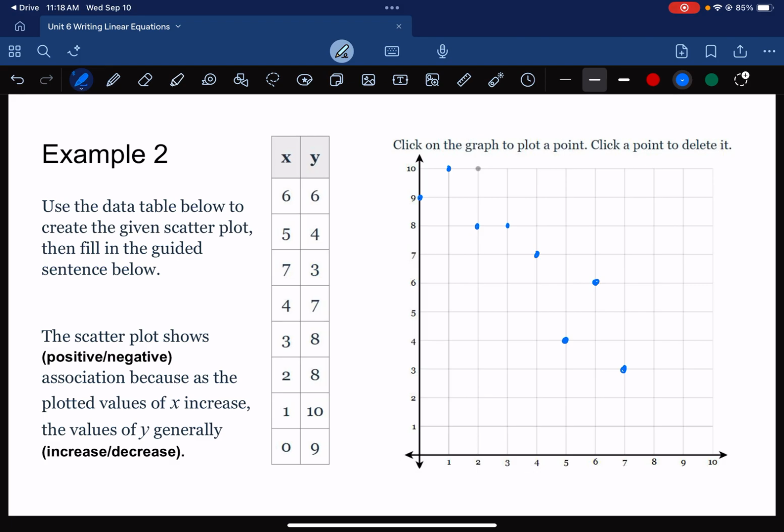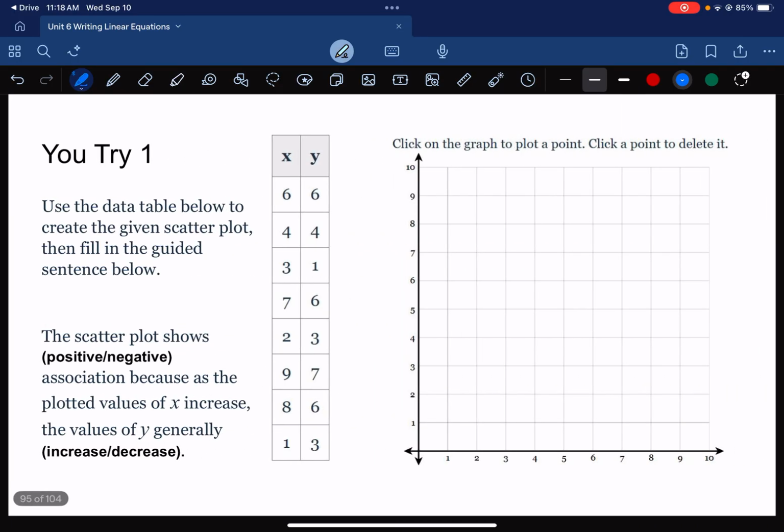So, wow, this one, very similar to the last one. This has a negative correlation because as the plotted values of x increase, the values of y decrease. Okay. Oh, here's one. I don't think you need to try that one.